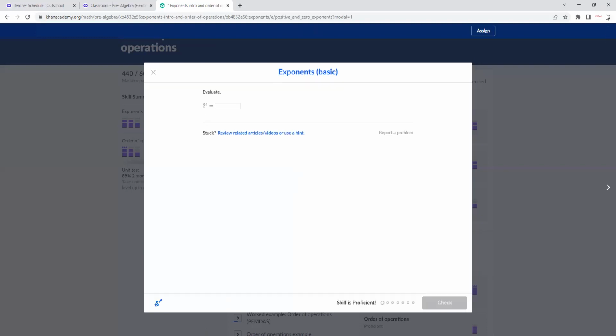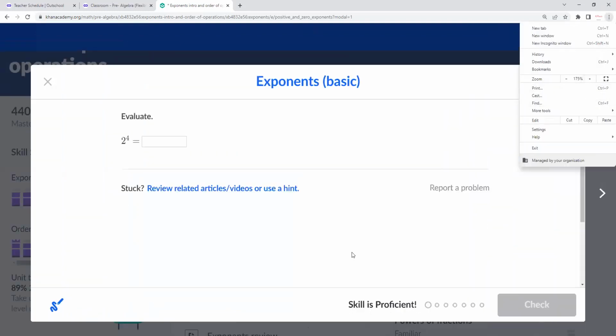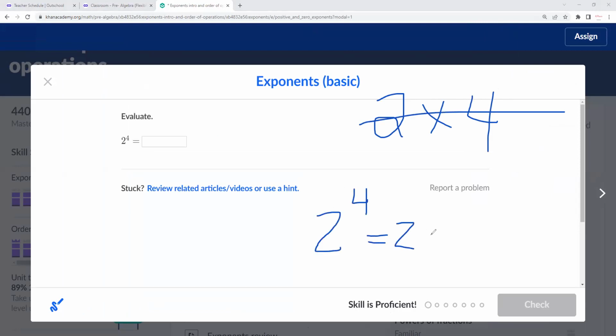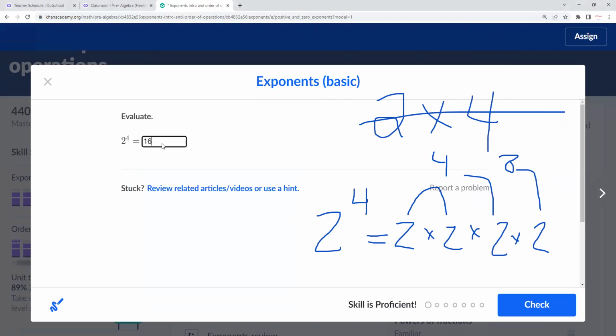This is 2 to the 4th power. It does not mean 2 times 4. That's where a lot of students mess up. If it was 2 times 4, they would put 2 times 4. It is 2 to the 4th power, which means 2 times 2 times 2 times 2. And you can use your calculator for exponents. You can enter in exponents in your scientific calculator, but this is 2 times 2, which is 4, times 2, which is 8, times 2, which is 16. This equals 16.